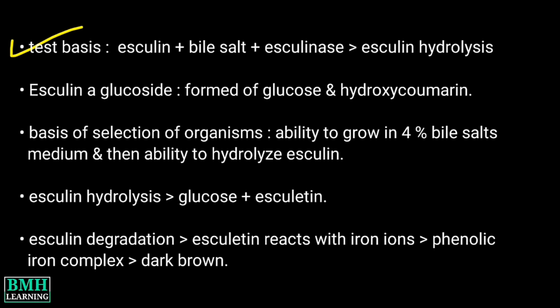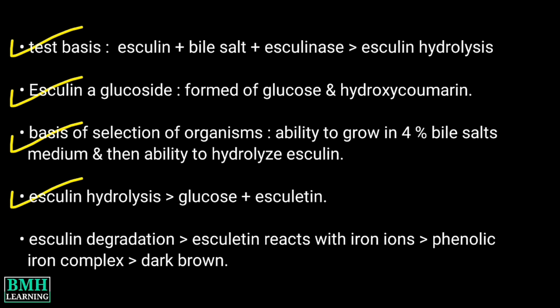Principle: the basis of the esculin test is the hydrolysis of esculin in the presence of bile salt as a result of enzymatic action of esculinase. Esculin is a glucoside consisting of glucose and hydroxycoumarine linked together by an ester bond through oxygen. The bile esculin test selects organisms first on the basis of their ability to grow in a medium with 4% bile salts, followed by the selection based on their ability to hydrolyze esculin.